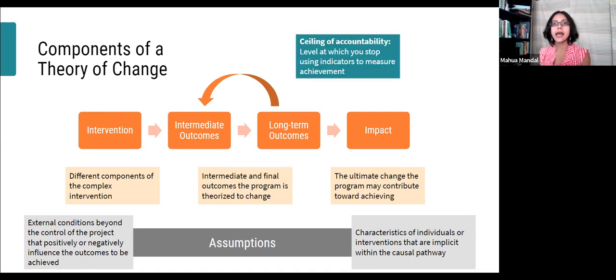Next. And then we have something called the ceiling of accountability. Often visualized theories of change won't include this, but it is often included in the text. So the ceiling of accountability is the level at which you stop using indicators or documenting success. Next. And often that ceiling of accountability is somewhere between the long-term outcomes and the impact. Depending on the project, it can actually be closer to the intermediate outcomes. Next.